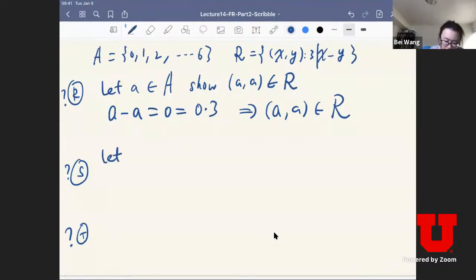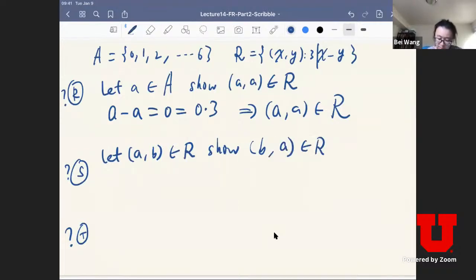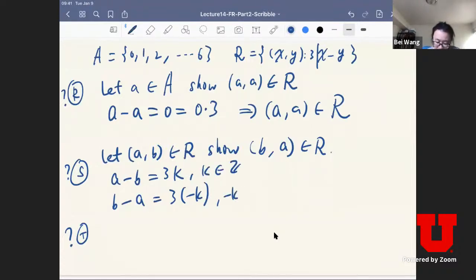Now, if I want to show it's symmetric, I'm going to start with a pair that is in the relation, and we want to show that if the pair (a, b) is in there, then the pair (b, a) is in there. So what do we have? If (a, b) is in the relation, that means a minus b is divisible by 3. This is easy. If I multiply both sides by minus 1, I have b minus a equal to 3 times minus k. Because k is an integer, minus k is also an integer. So this means (b, a) is in R.